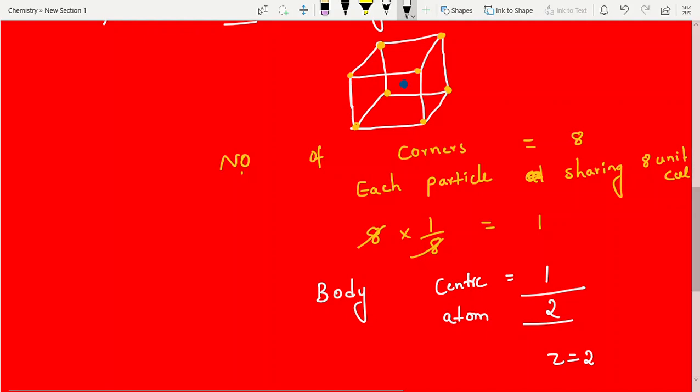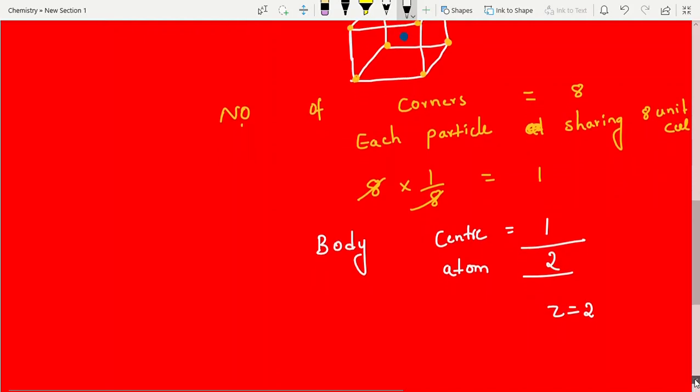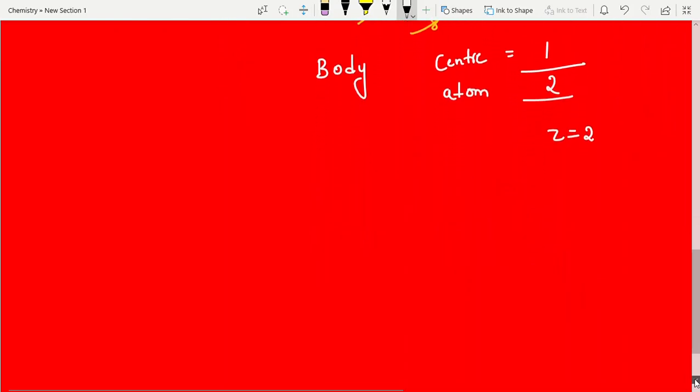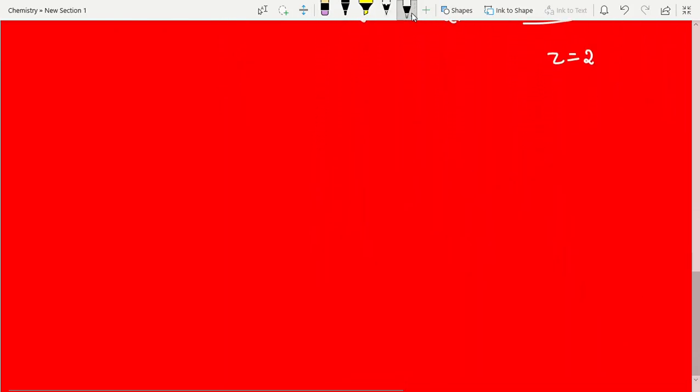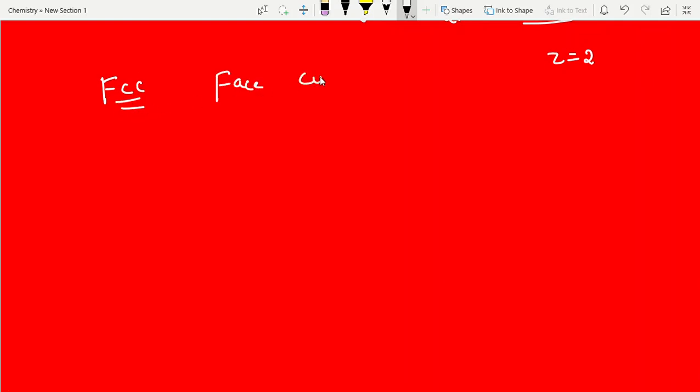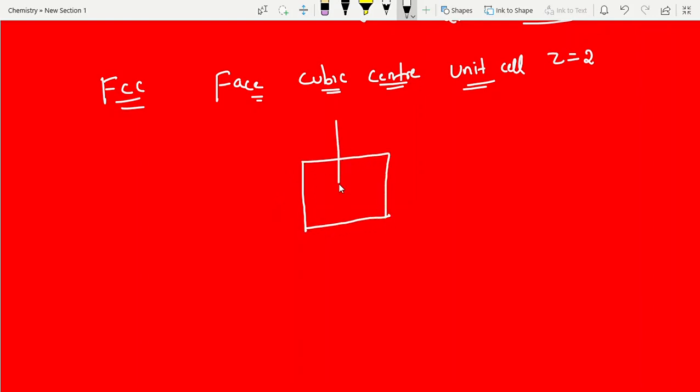Now going for the next calculation, that is FCC. Face centered cubic unit cell, FCC. Okay, now look into this. Again, I am going to draw the diagram, that is unit cell. See, look into this. Cube.